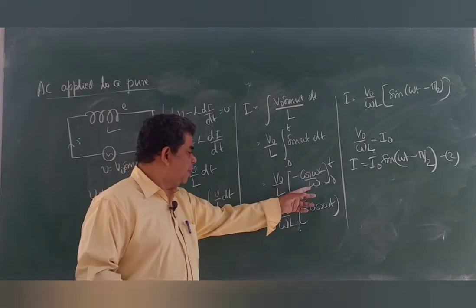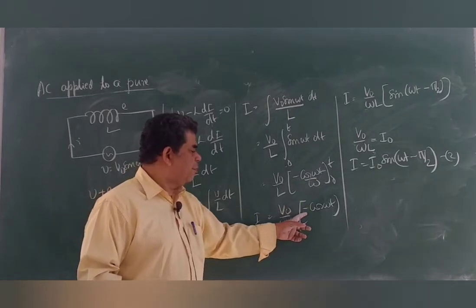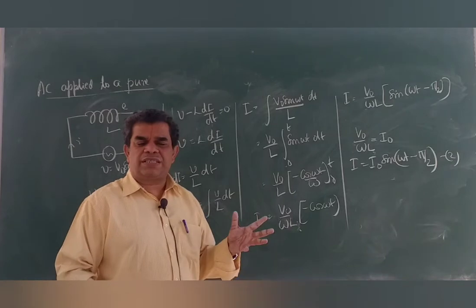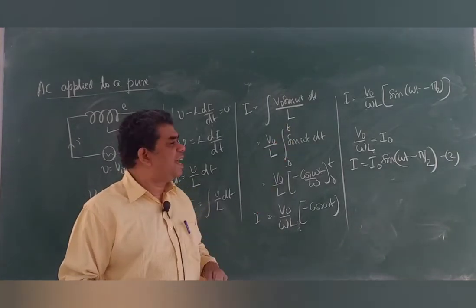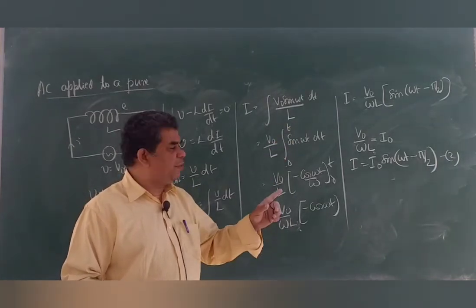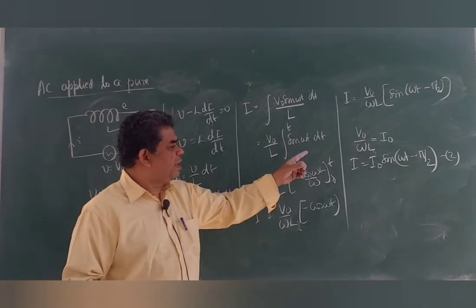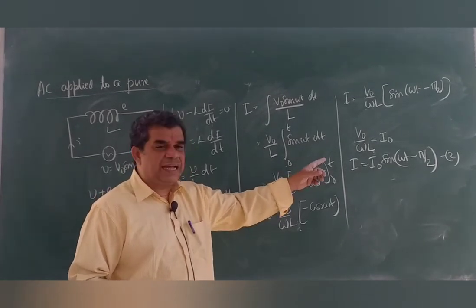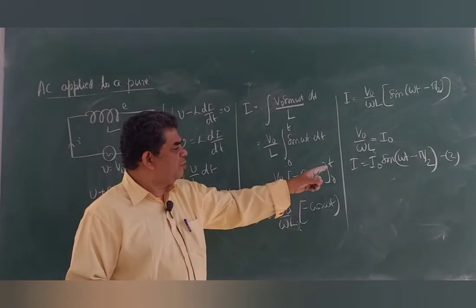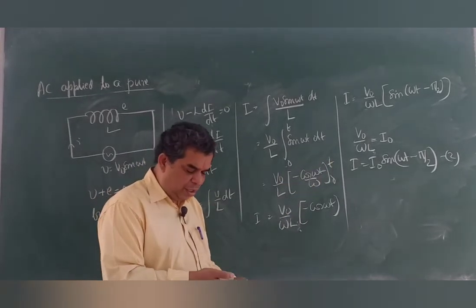And V naught by omega L we took outside: omega L minus cos omega t. Minus cos omega t can be expressed in sine as sin omega t minus pi by 2. So, we got finally, by calling V naught by omega L as I naught, I naught sin omega t minus pi by 2.